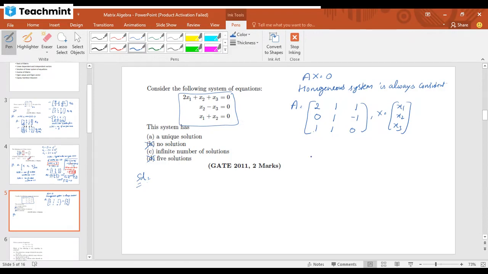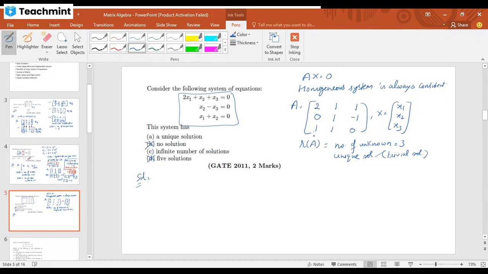So if we want to check whether this system has a unique or infinitely many solutions, the concept is we find out the rank of a matrix. If the rank of a matrix is equal to the number of unknowns, that means if it is equal to 3, then the system has a unique solution, which is also said to be the trivial solution.